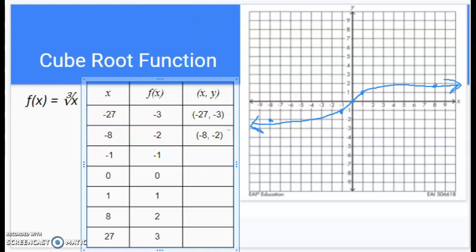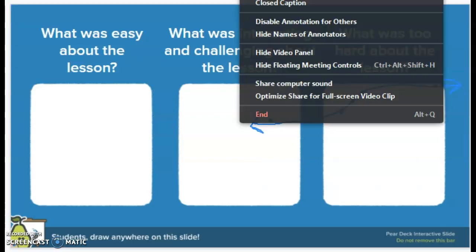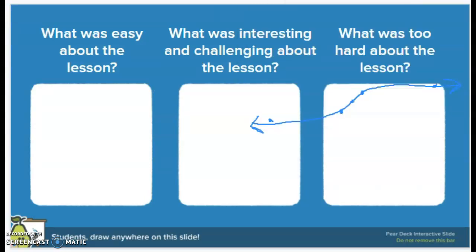So these are our parent functions. I just want you to think about what was challenging. Let me know if you have any questions. What was something that was easy about the lesson? What was interesting or challenging? And what is difficult in terms of the parent functions?